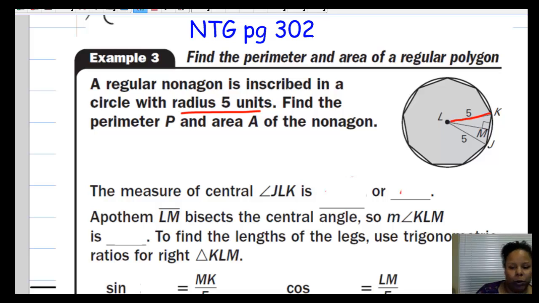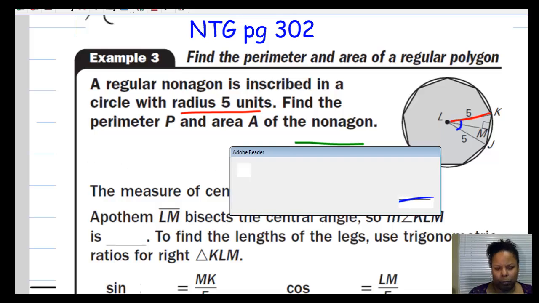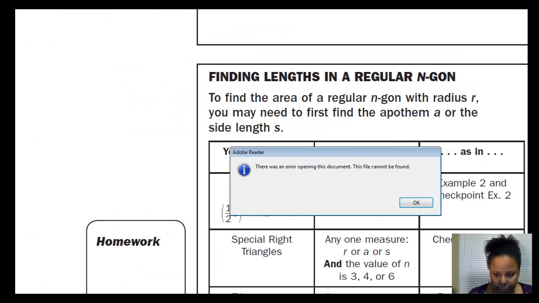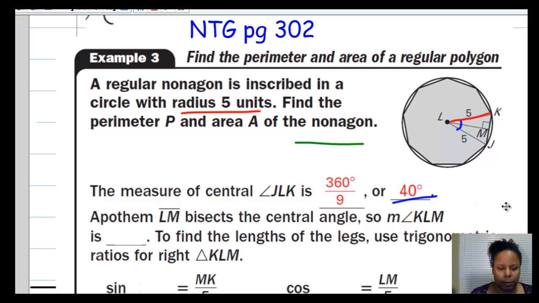So this is going to be a little bit more challenging to find the area of the regular polygon. But let's see what we do know. Since it is a nonagon, that means it has 9 sides. So to figure out the measure of the central angle, we take 360 divided by 9 because it's 9 sides. And that will give us this answer. And this answer is 40 degrees. And again, I know that that angle right here is 40 degrees.